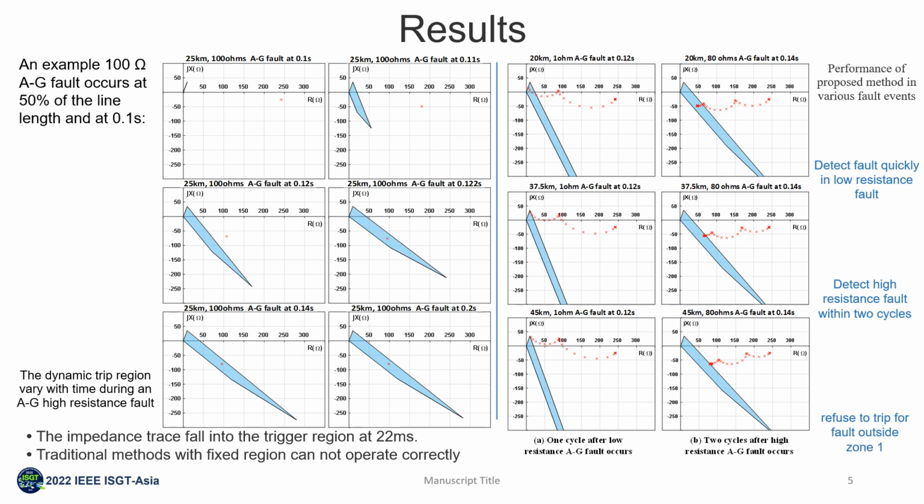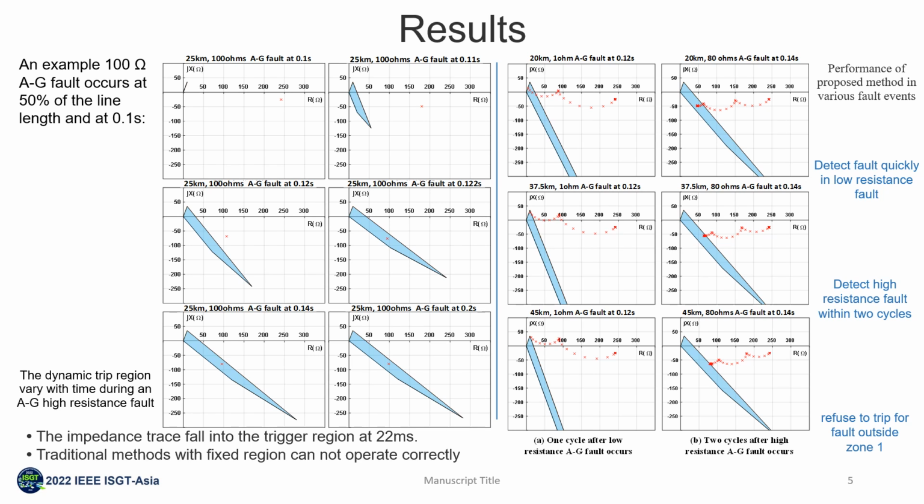Numerical experiments were carried out in MATLAB and Simulink. An inverter-based resource with PQ control is connected to the local bus, and the length of the transmission line is 50 kilometers. The maximum trip distance of the Zone 1 relay is set as 80% of the line, and the maximum trip resistance for a single-line-to-ground fault is set as 200 ohms. The first case will explain how the trip region dynamically varies over time during the fault.